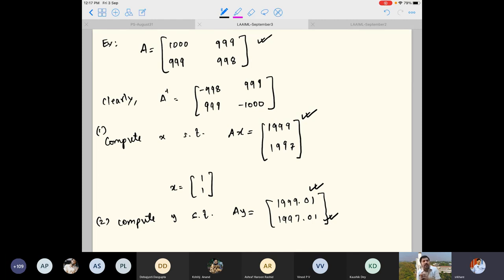For this ever so slight change in data in B, what do you expect to see in y? Do you think y will be close to x? Just see and tell what is happening. A inverse is still there with you. You still have the computation of A inverse. That will not change because matrix A has not changed. So what will be y here?